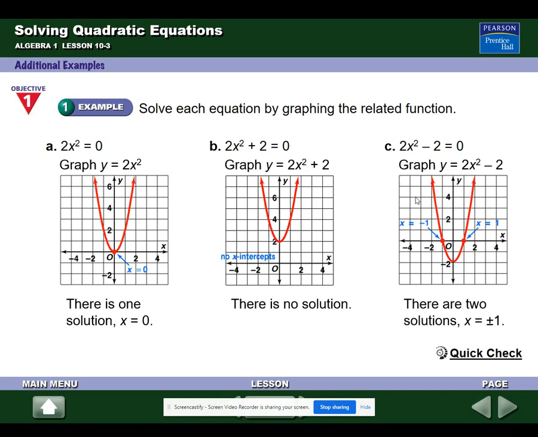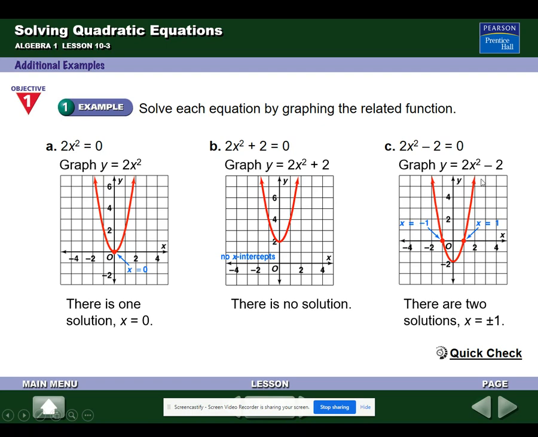Let's start with the one that's most like the one that we just looked at. 2x squared minus 2 equals 0. Okay. Now what they've gone ahead and done is graphed y equals the left side of this equation. Forget about equals 0 for now, and then just graph y equals the left side of this equation. Y equals 2x squared minus 2.